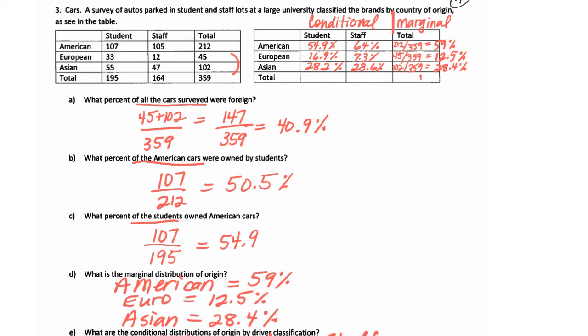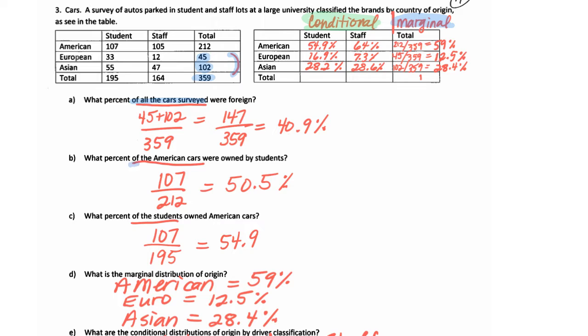All right. The next section, we're going to be seeing if we have a relationship between student and staff and the driver. So I did go ahead and put these percentages in here. You know that the conditional is the student and staff. The marginal is this total. But it does ask questions first. What percent of all cars surveyed, so that makes my denominator 359, were foreign? Foreign combines these two pieces together, so that's your 45 plus 102. That's how you got 147.